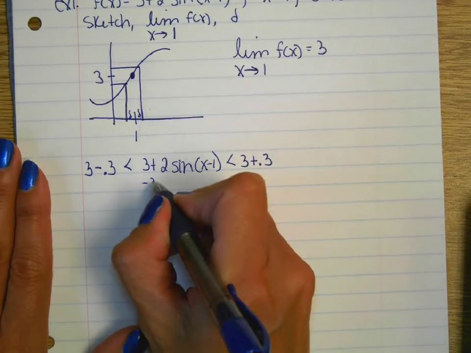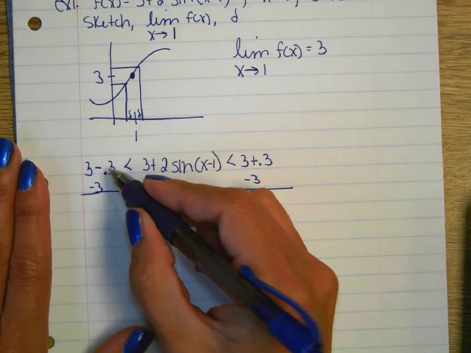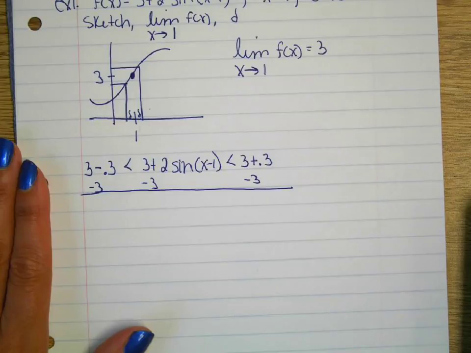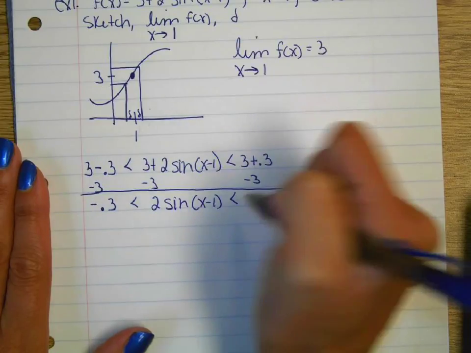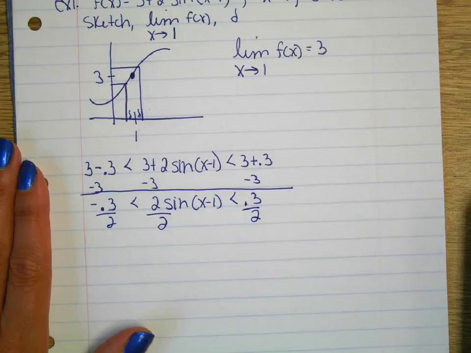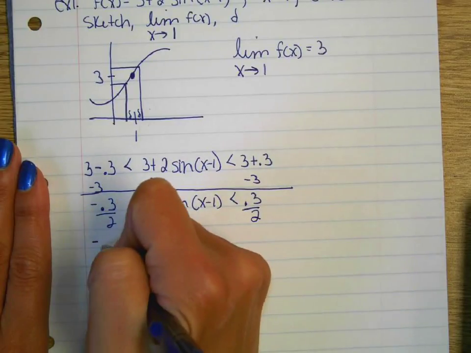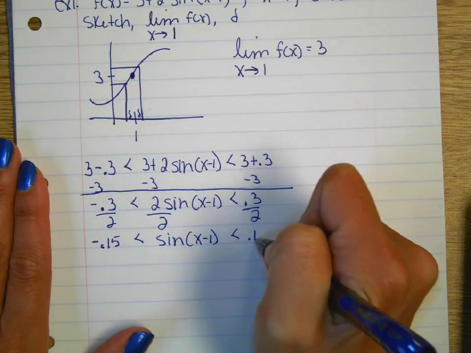Okay, solving for x in the middle, I'm going to subtract 3 from everything. So 3 minus 0.3 minus 3 more is... Oh, what's wrong here? Oh, it's a negative 0.3. I was lost for a second. Negative 0.3 is less than 2 sine x minus 1 less than 0.3. Whew, got it. Divide by 2. Negative 0.15 is less than sine of x minus 1 is less than 0.15.